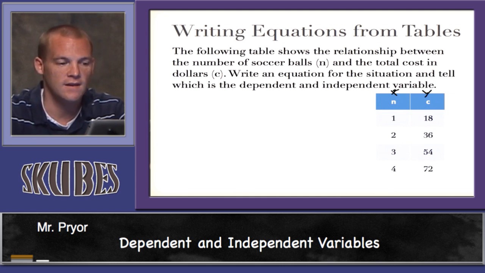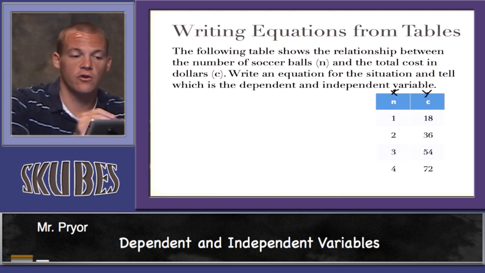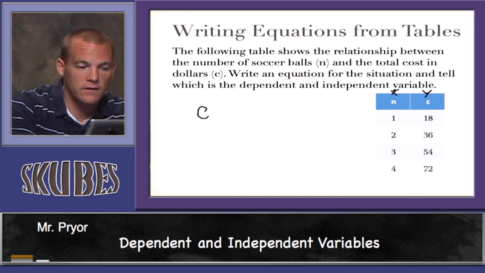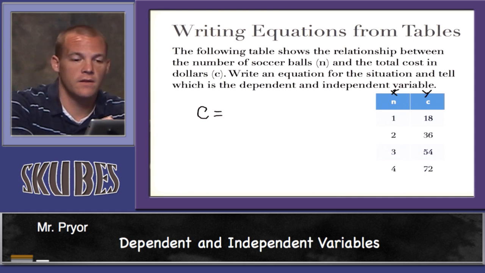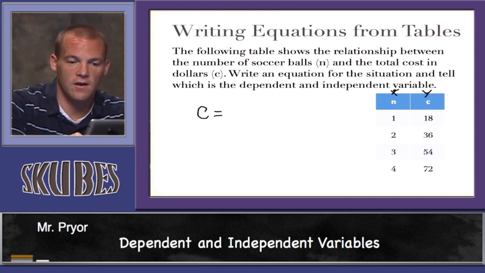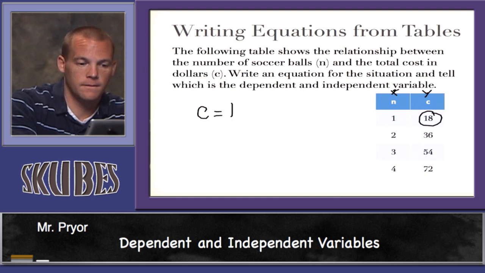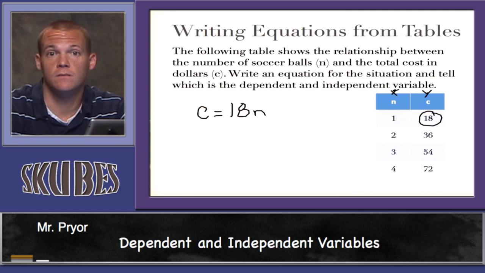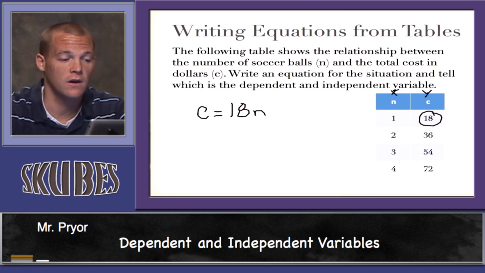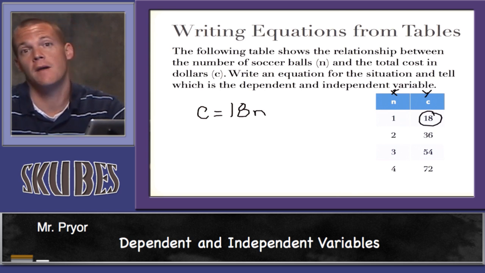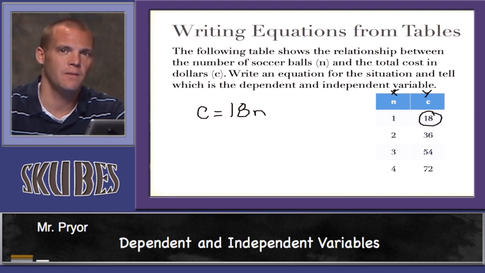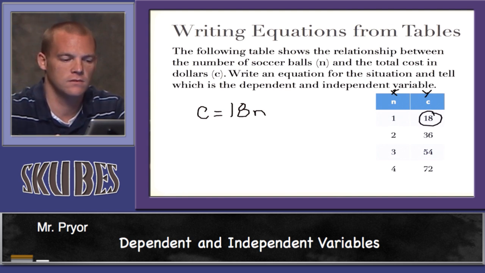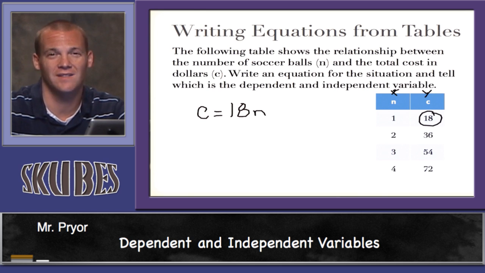So in this case, if we're going to write an equation here, your cost is going to be equal to the number of soccer balls multiplied by n. I'll explain why it's written that way. First of all, total cost is always going to be dependent upon how much you buy. That is a typical question asked. Total cost as well as time. Time is another one you can remember as always being independent.